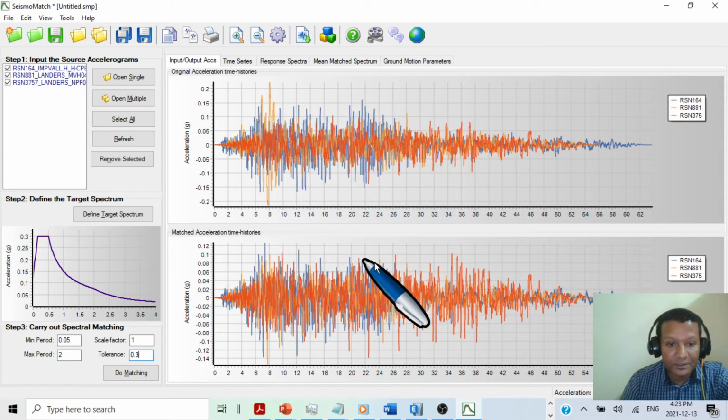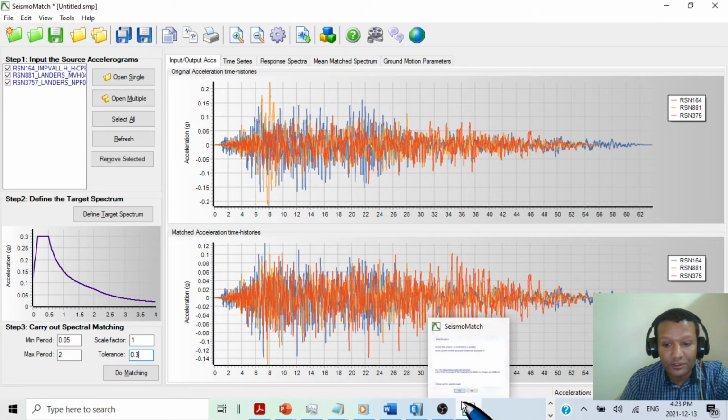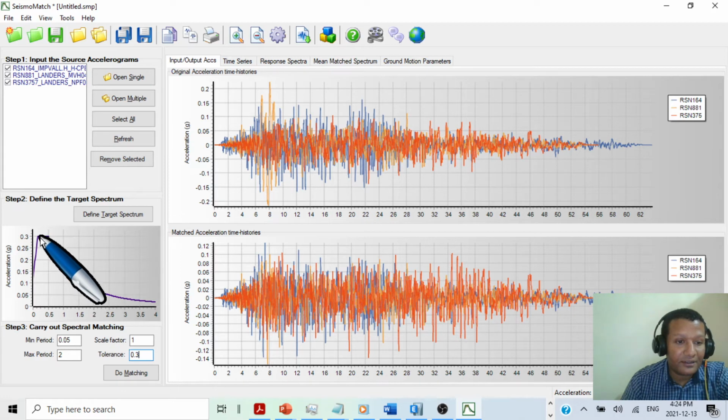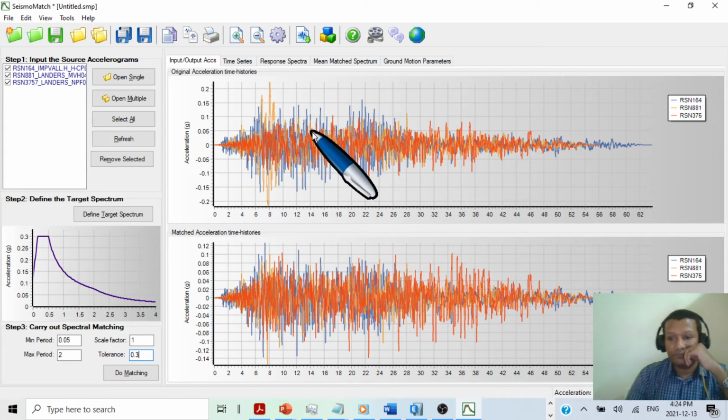Okay, so this one is the matched one. This is as per our target response spectrum. Then we will check it from 0. As per the code, as I showed you, from 0.2T until 2T, the matched response spectrum should be more than 1.4, around 40% higher than the design response spectrum. It's not allowed to be down. So we will see that.